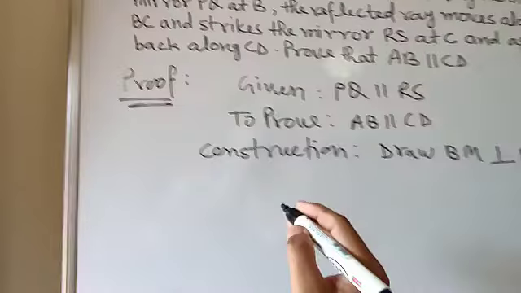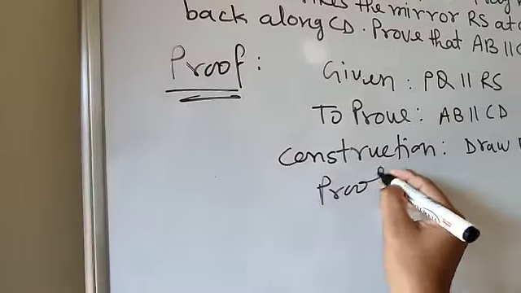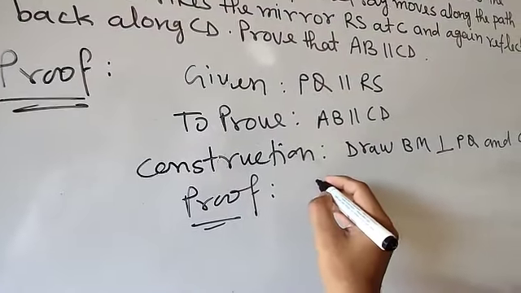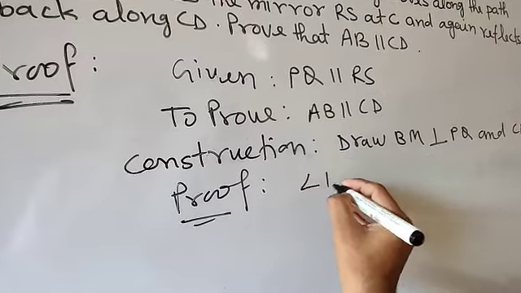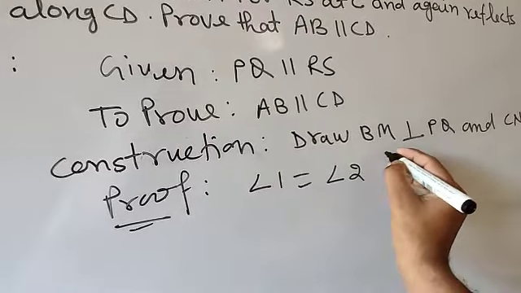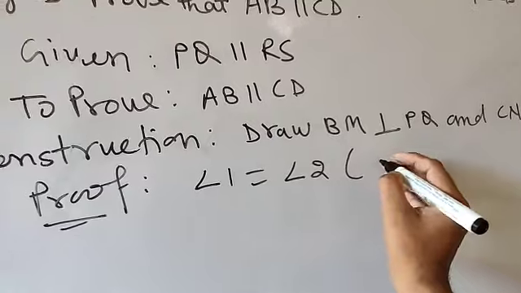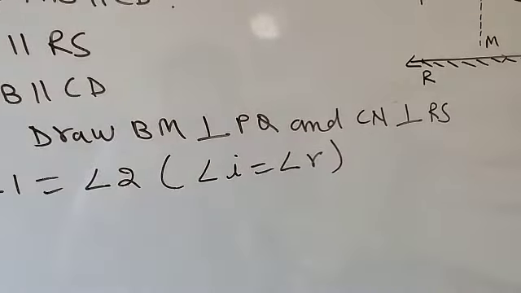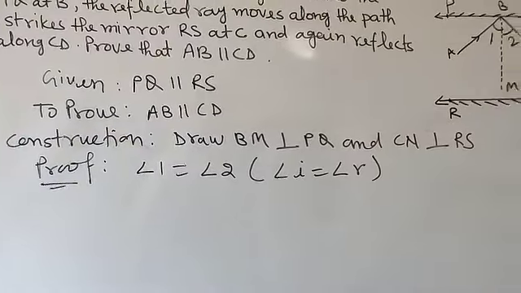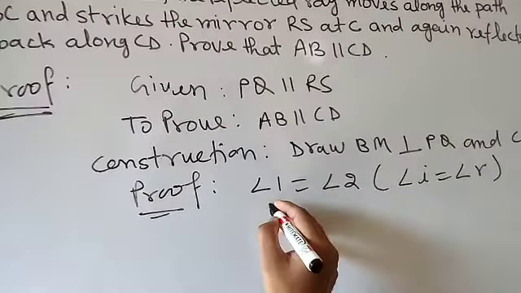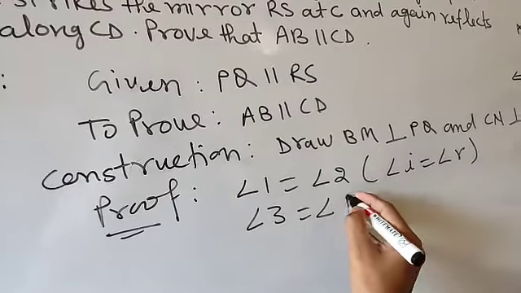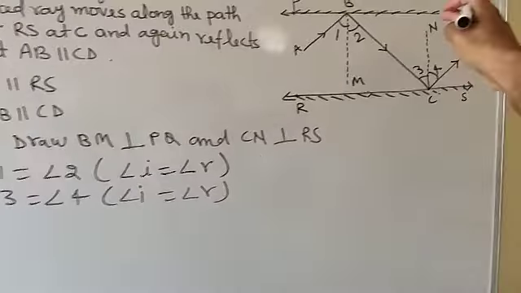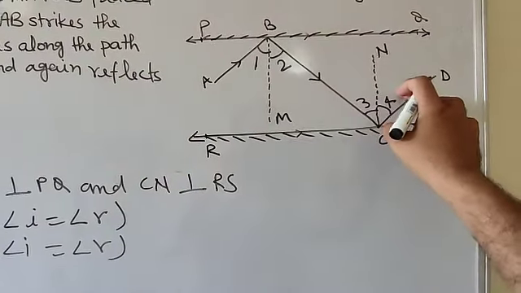So here I am going to write proof. Angle 1 equal to angle 2. Here you can write angle I equal to angle R, angle of incidence equal to angle of reflection. In the same way, angle 3 equal to angle 4, that is angle I equal to angle R. Here again it is the normal, so angle 3 equal to angle 4.